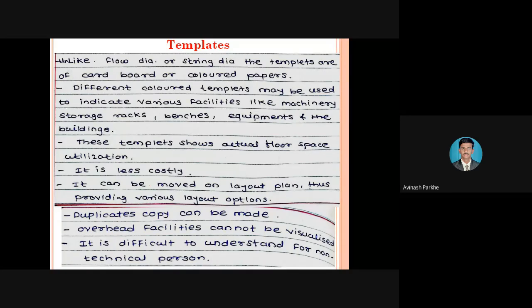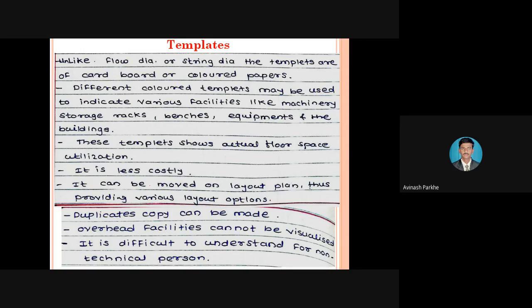Templates are cardboard papers or colored papers. You know there are different types of sheets. Maybe a white sheet, then a yellow sheet, a blue sheet, a black sheet, then pink sheets. So these are the number of color sheets available, and all these types of color sheets are called templates.